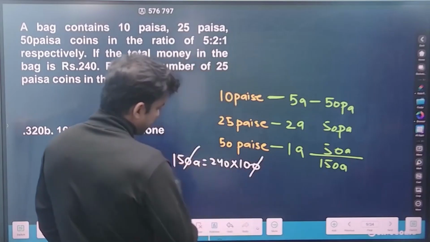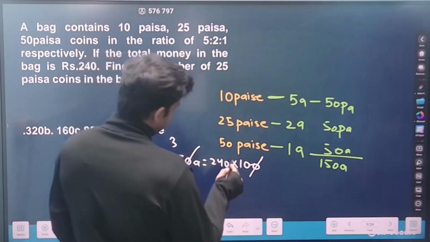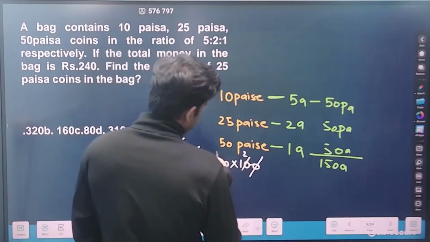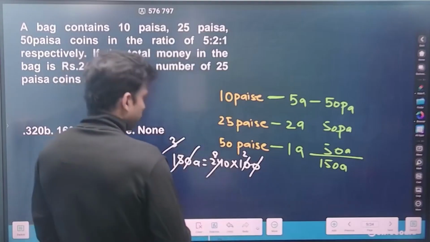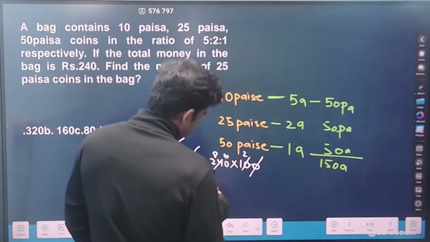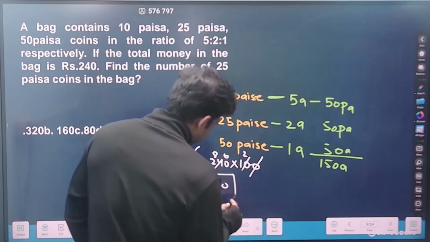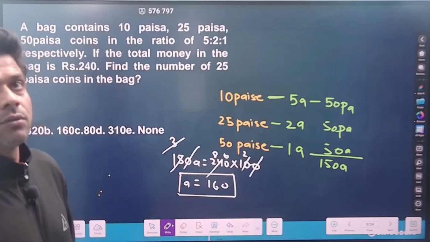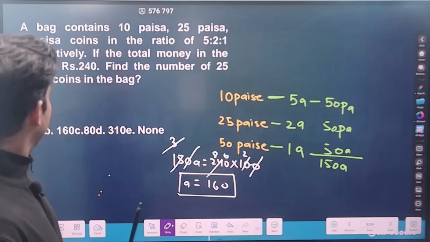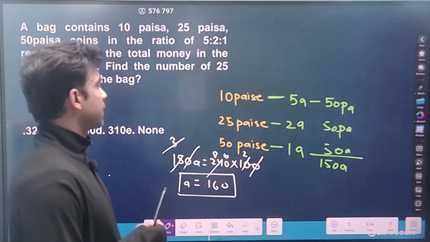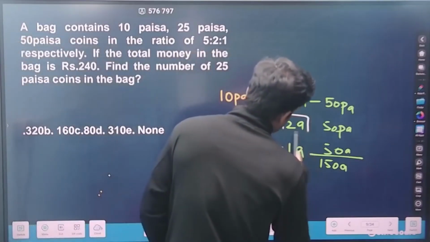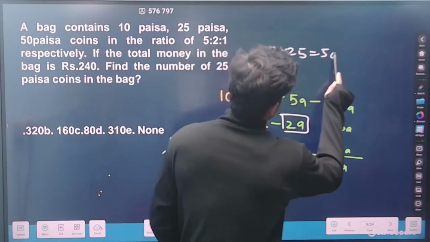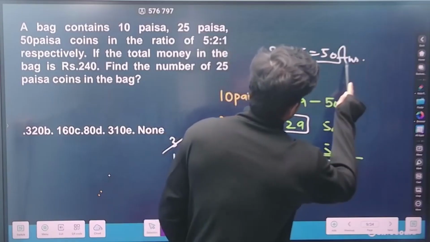Zeros get cancelled. The value of A is basically 160. Correct? The value of A is basically 160, coming or not? Okay, they're asking what? Find the 25 paise coins in the bag. 25 paise is basically 2A coins. So 2A coins means 2 into 25, which is basically 50. Answer.